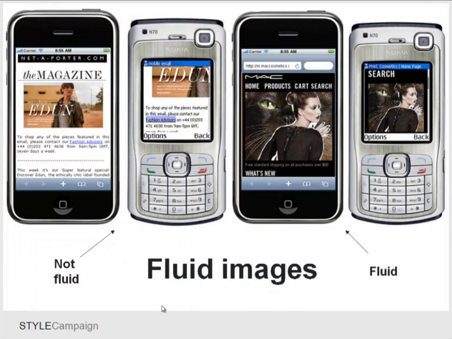If you were to add a fixed width image into a fluid layout, it can cause problems. The 300 pixel wide fixed width image in this Net-a-Porter email is perfect on the iPhone but doesn't do as well on the smaller Nokia. Whereas the fluid image on the right scales to fit either device.